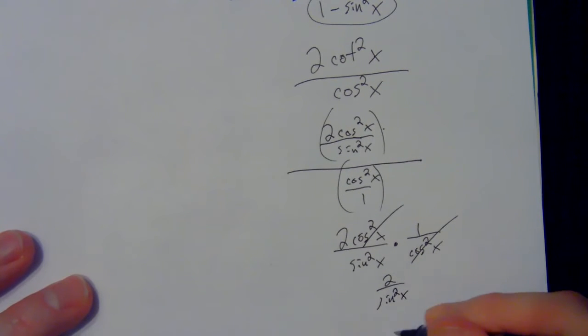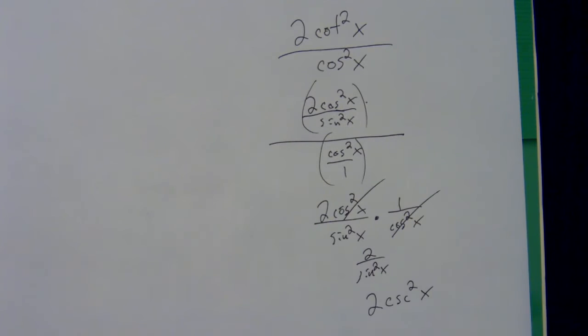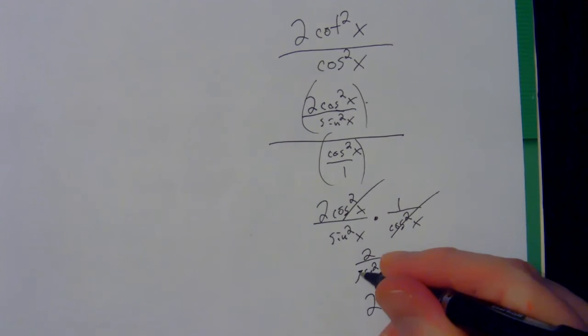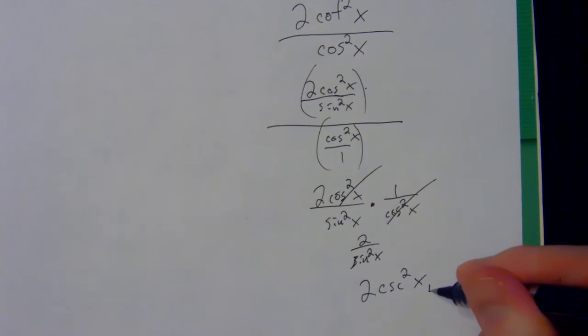And then 2 over sine squared is the same thing as 2 cosecant squared, because the reciprocal of sine is cosecant. And then you get that 2 cosecant squared. And that's nice because that's what we were trying to show right there.